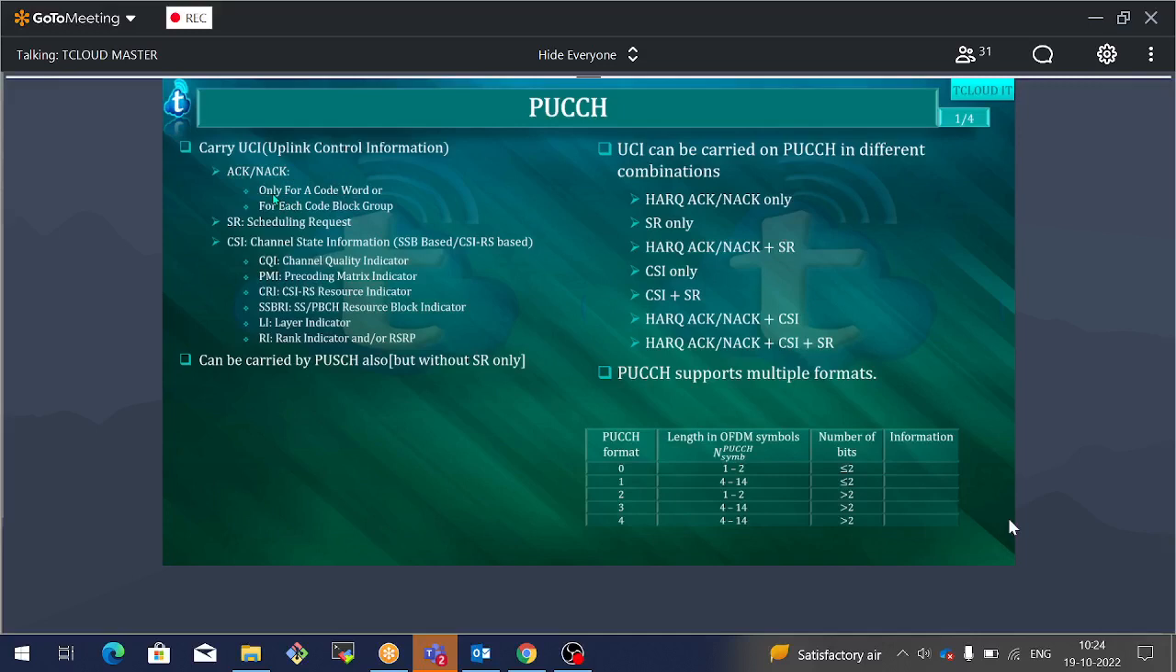It would be able to carry ACK or NACK either only for a code word or for code block group. What is it? I'll show you. But it can carry ACKs and NACKs for the data that is received in the downlink direction. You will be transmitting the acknowledgement or negative acknowledgement in uplink.